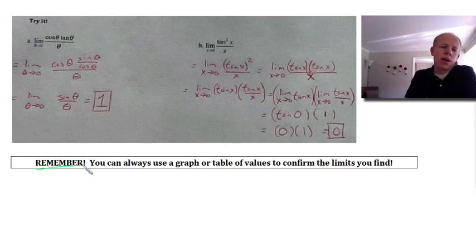One note at the bottom, remember, you can always use a graph or a table of values to confirm the limits that you find. So if you worked all the way through this and you got 0 and you wanted to make sure that that was true, go ahead and just type this into your graphing calculator and verify that as it approaches 0 from the left and the right, you actually get 0, and that will always work. Again, you can also use a table of values, start picking numbers closer and closer to 0, and see if it indeed is heading towards 0.